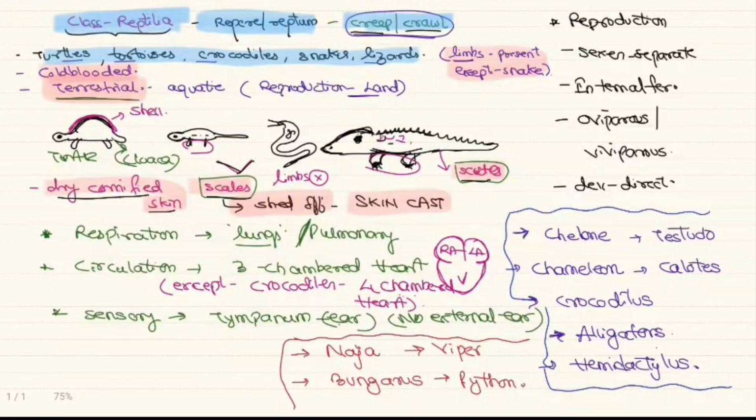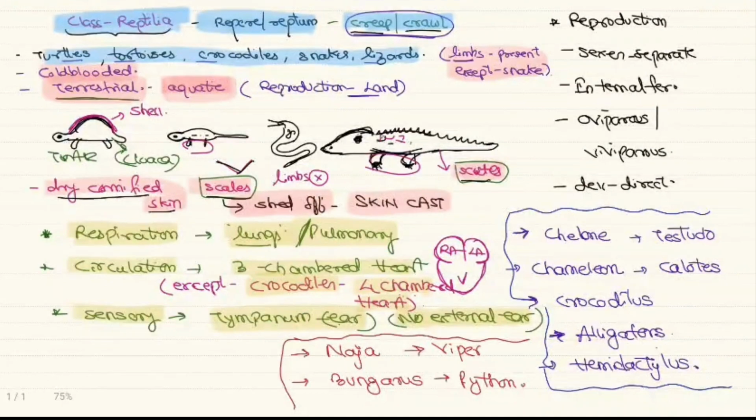Reptiles are cold-blooded, and these are basically terrestrial in nature. They can survive the whole life on the land. If they move to the water, they are aquatic, but reproduction occurs only on the land. Coming to the characteristics, respiration is by the lungs, called pulmonary respiration. One pair of lungs is present. Circulation is by a three-chambered heart. The exception is the crocodile, which has four chambers in the heart.